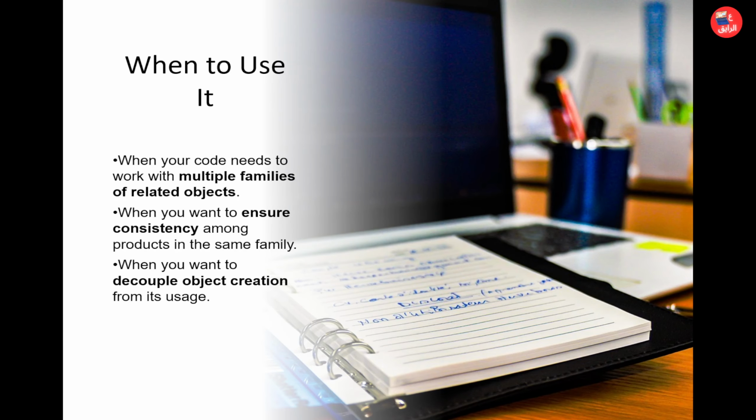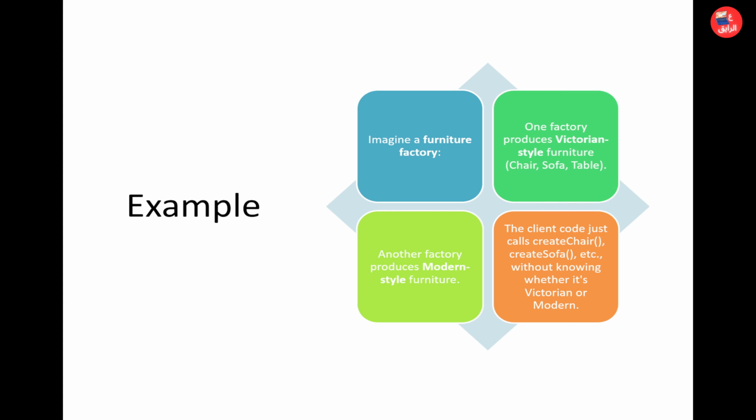When to use it? When can we use abstract factory pattern? When your code needs to work with multiple families of related objects, or when you want to ensure consistency among products in the same family, when you want to decouple object creation from its usage. All these cases you can use abstract factory pattern.